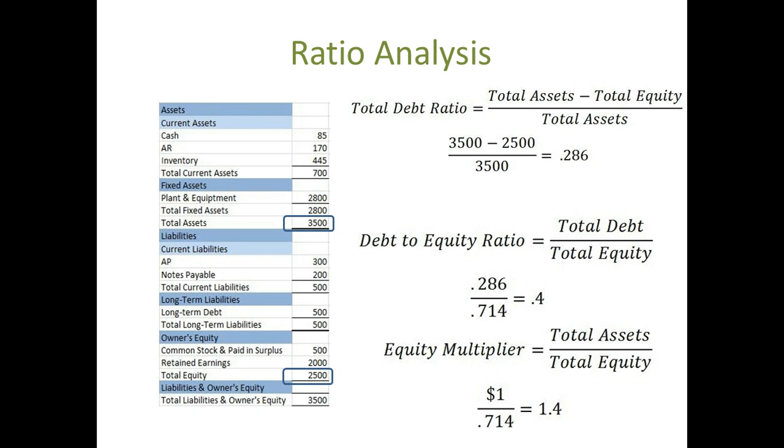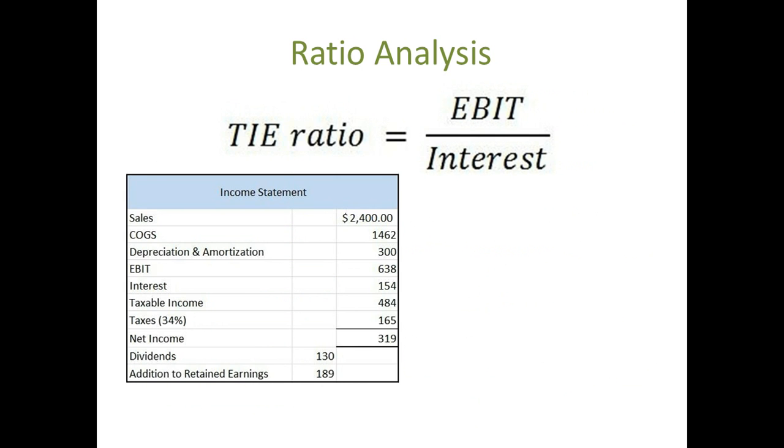Given any one of these three ratios, you will be able to calculate the other two without looking at the numbers on the balance sheet. These ratios are basically saying that for every dollar of equity, there is 40 cents of debt to go with it. Another ratio used to measure long-term solvency is the times interest earned ratio, also known as the tie ratio.